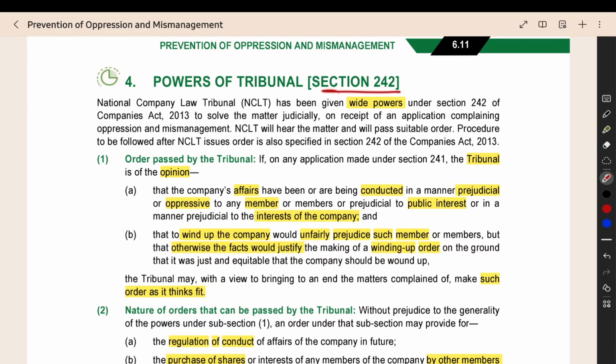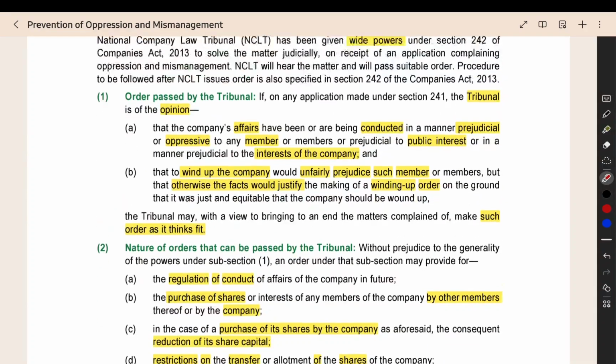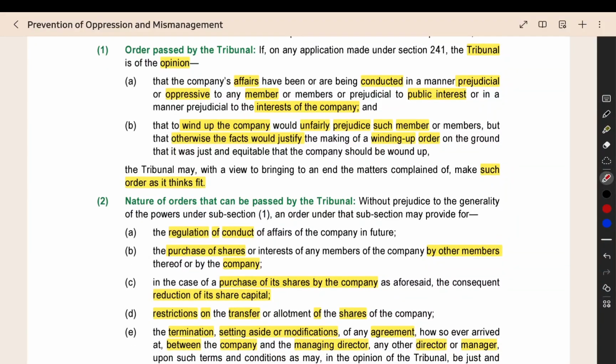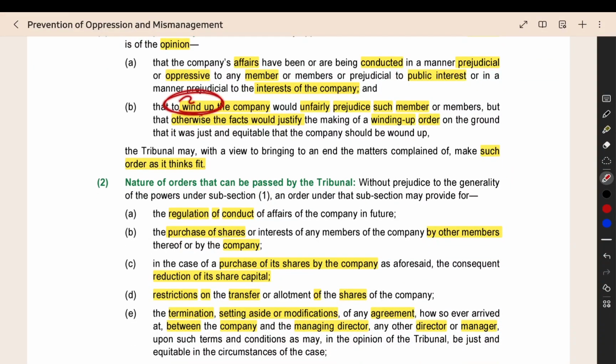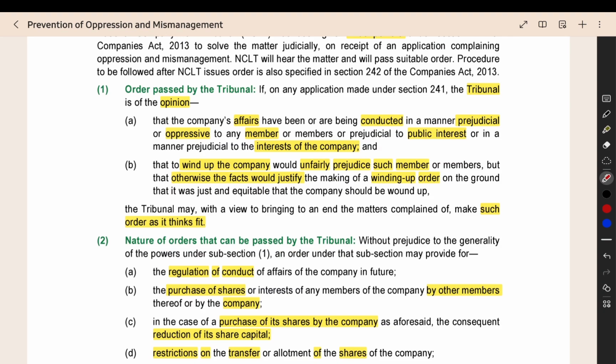Now the next section is section 242, powers of the tribunal. When you make an application under section 241, what order will be given by the tribunal? What matters can be given as an order? That is given here. If the tribunal is of the opinion that the company's affairs have been conducted in a manner prejudicial or oppressive to any member, or prejudicial to public interest or the company's interest, but winding up the company because of this reason would cause a problem to the members or the public, and such people would be affected.